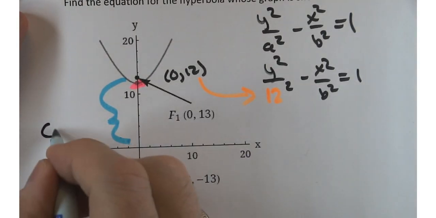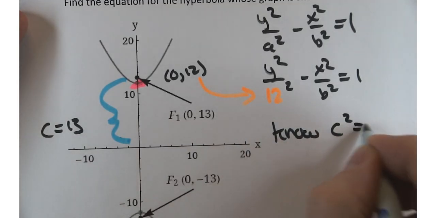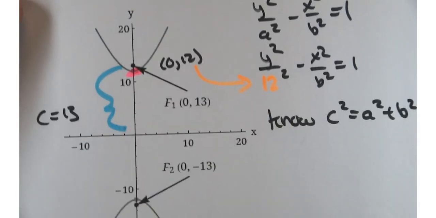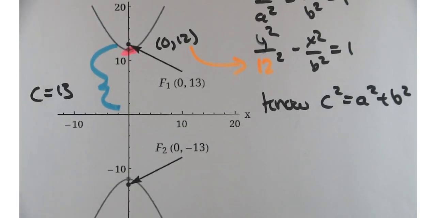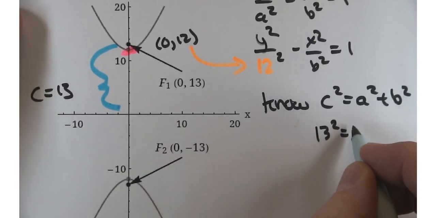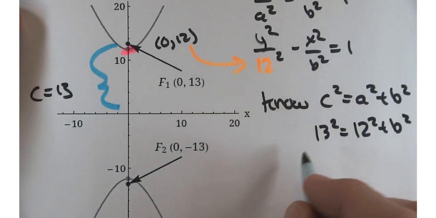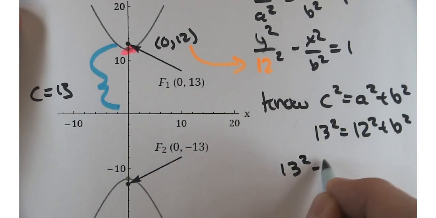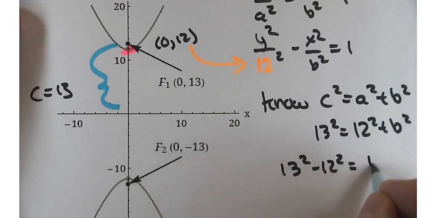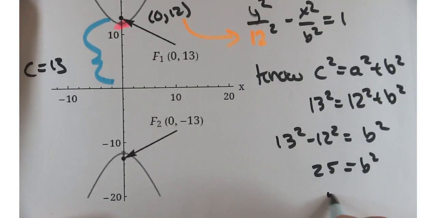C equals 13. And we know C squared equals A squared plus B squared. We've already got two of those, right? If you have two of them, you can solve for that third one. So let's plug things in. That's going to be 13 squared equals 12 squared plus B squared. So let me move that over to the other side. 13 squared minus 12 squared is going to be, interestingly enough, 5 squared. So 5 equals B.